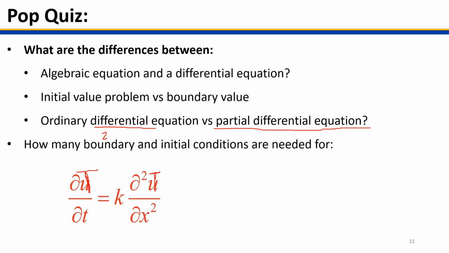So how many boundary conditions do we need? We have the second derivative with respect to x, d squared u over dx squared. So this is second order, so we need 2 boundary conditions. How many initial conditions do we need? We only need 1 because we're differentiating with respect to time. So this corresponds to time, and this corresponds to your x.